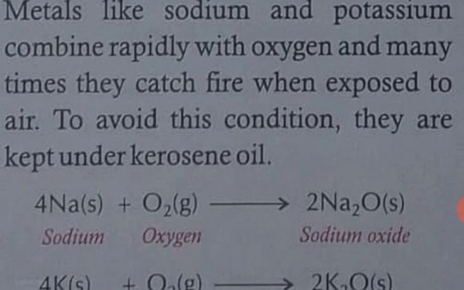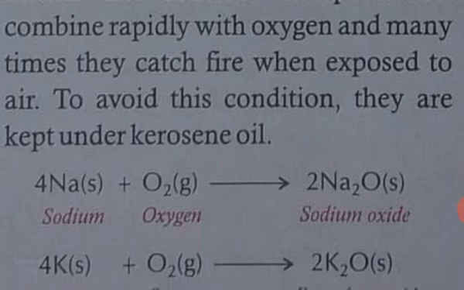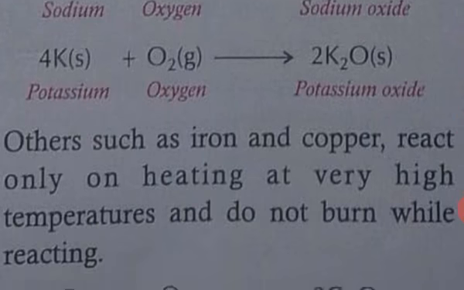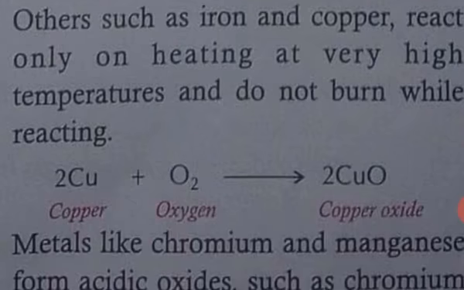2Na plus O2, Na means sodium, O2 means oxygen, and they combine to form the sodium oxide, 2Na2O. And the other is 2K plus O2 is equal to 2K2O. And there are other elements which react with oxygen to form their oxide, and the first is copper, 2Cu plus O2 is equal to 2CuO.